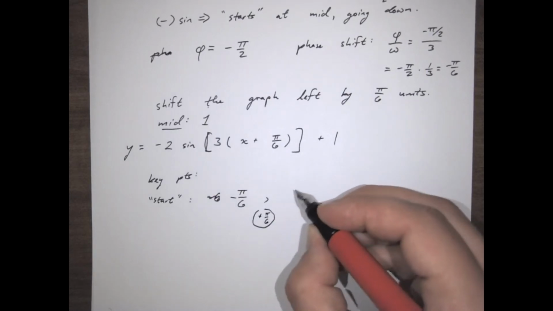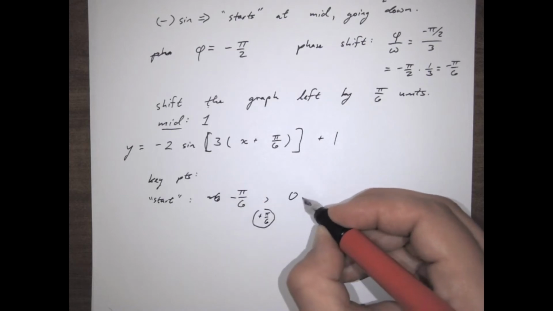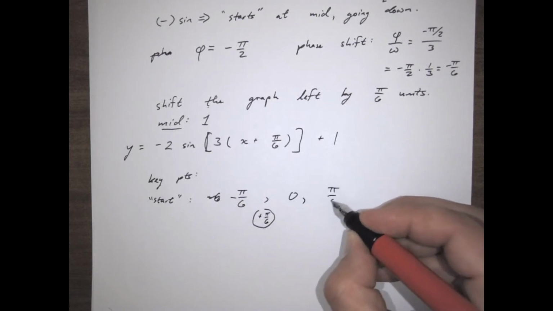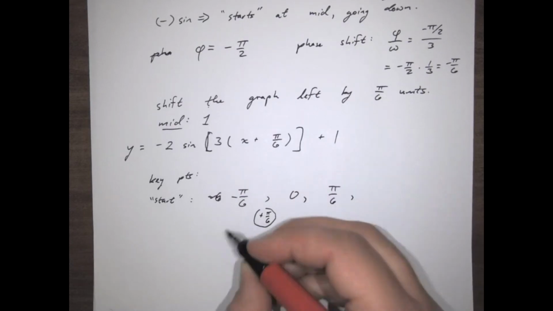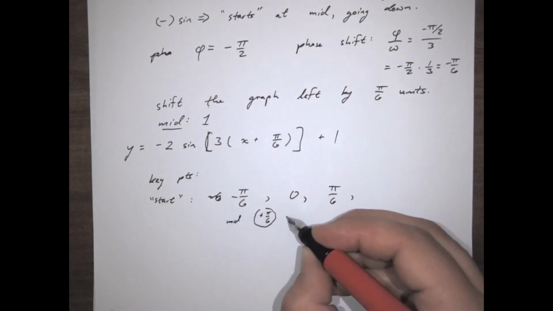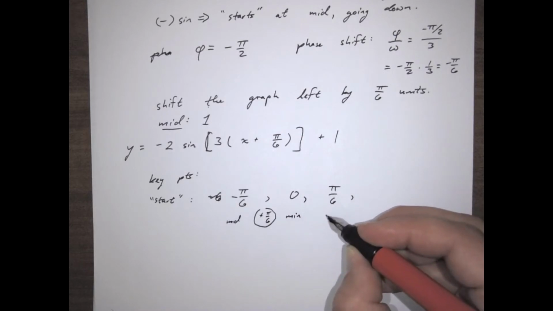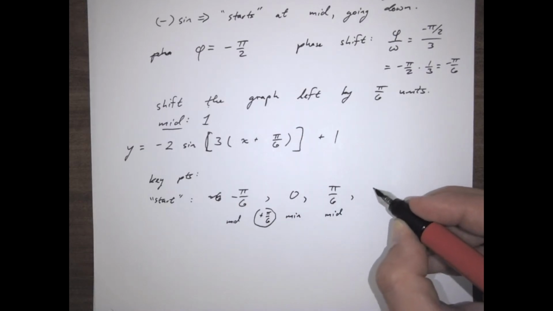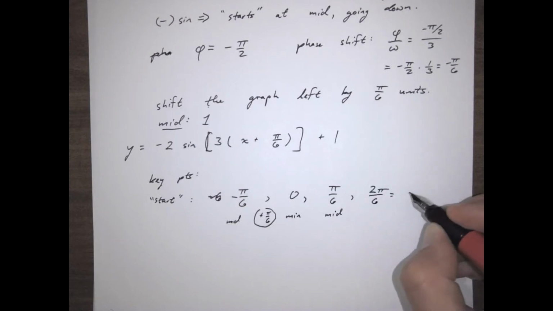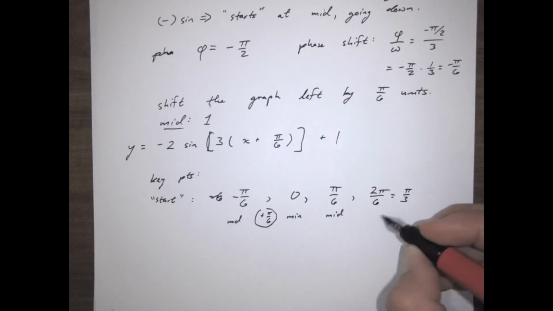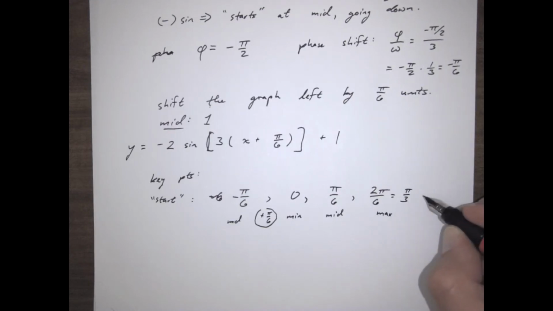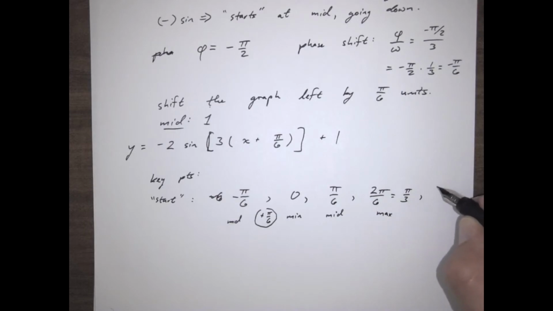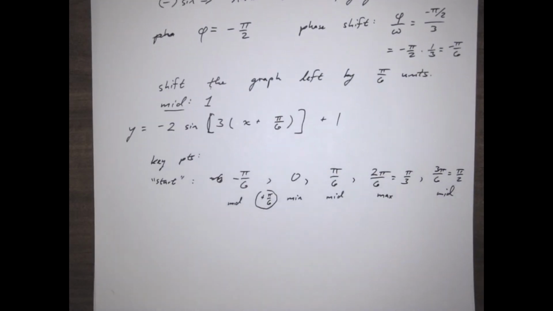So from a starting point of that, the next one will be 0, then it'll be positive pi over 6. And so this will be mid, min, mid, then add another pi over 6, so it'd be 2 pi over 6, which we can reduce to be pi over 3. And that will be max. And then finally add one more pi over 6, so that'll be 3 pi over 6, which is the same as pi over 2. And that will be at the mid again, ready to start all over again.